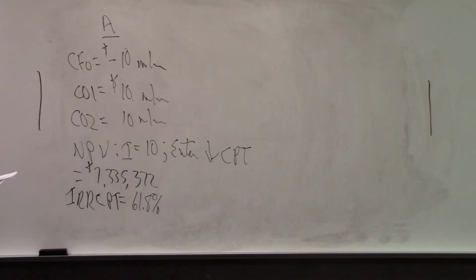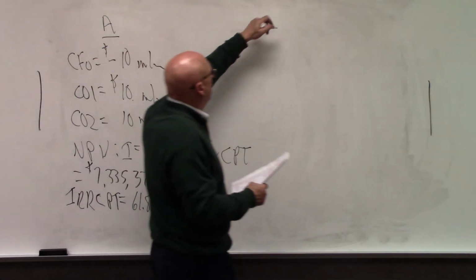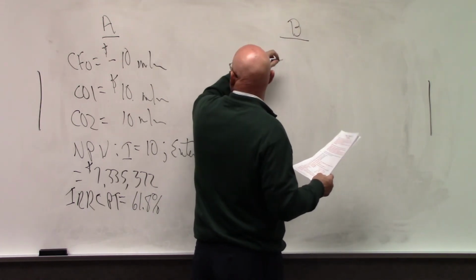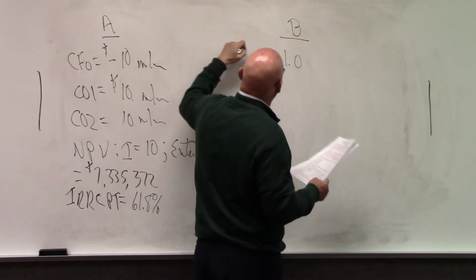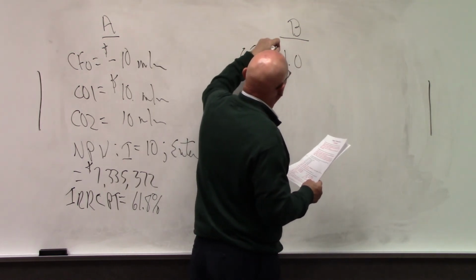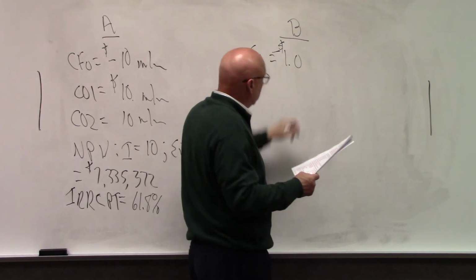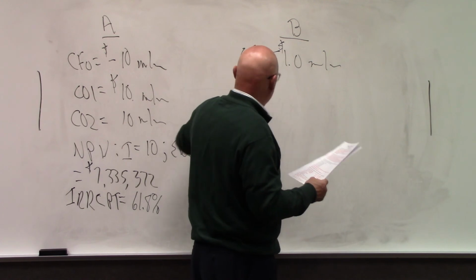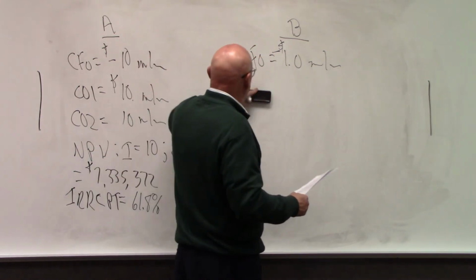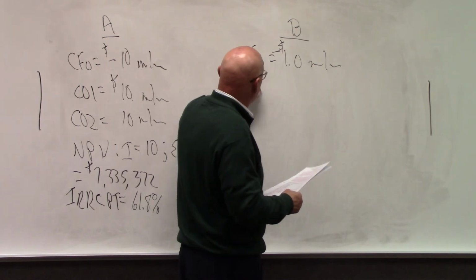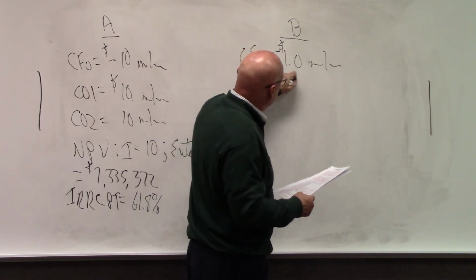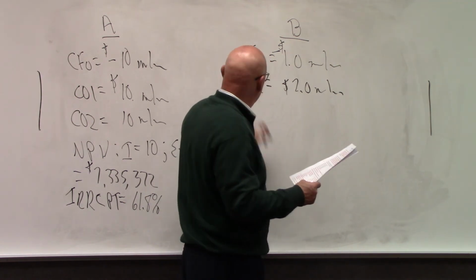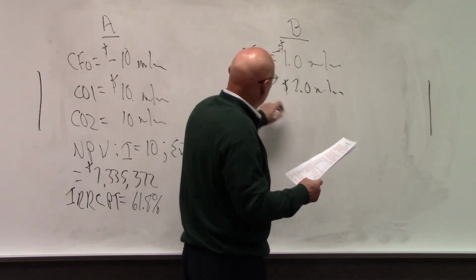Okay? Now let's look at project B. Same cost, 1 million. So CF0 equals minus $1 million. Year 1, CO1 equals 2 million. And CO2 is 1 million.